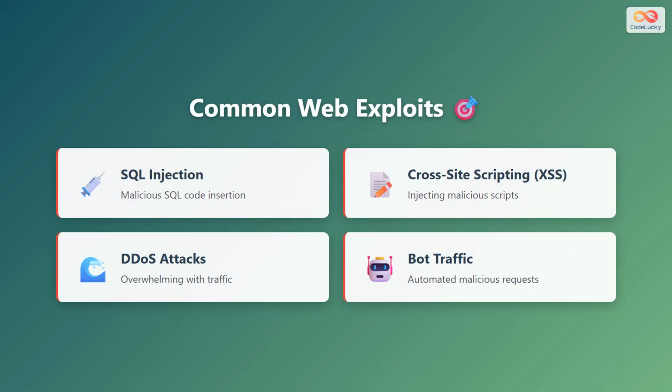AWS WAF protects against several common web exploits. First, SQL injection attacks, where attackers try to insert malicious SQL code into your database queries. Second, cross-site scripting or XSS attacks, which involve injecting malicious scripts into web pages. Third, distributed denial of service or DDoS attacks that attempt to overwhelm your application with excessive traffic. And fourth, malicious bot traffic that can scrape content, perform credential stuffing, or abuse your APIs.